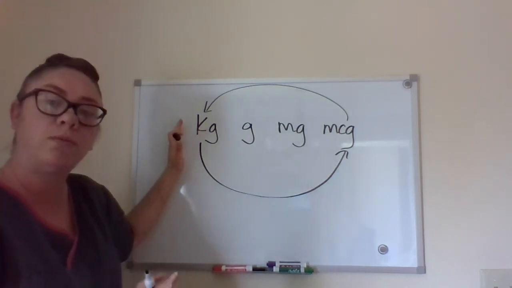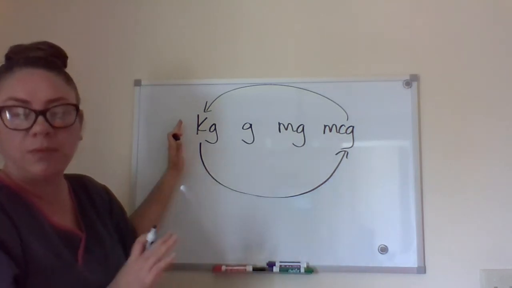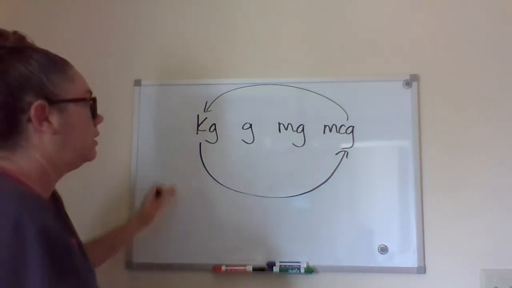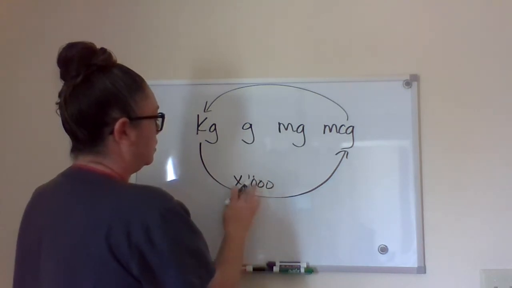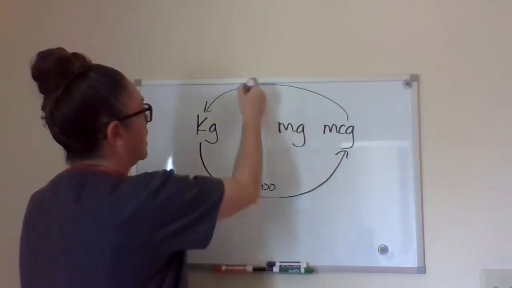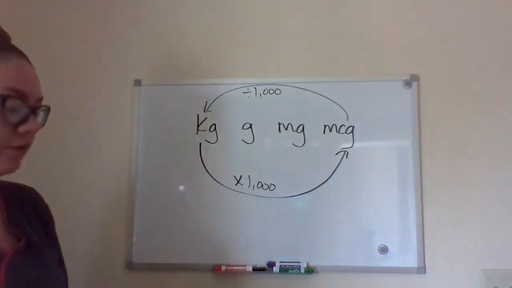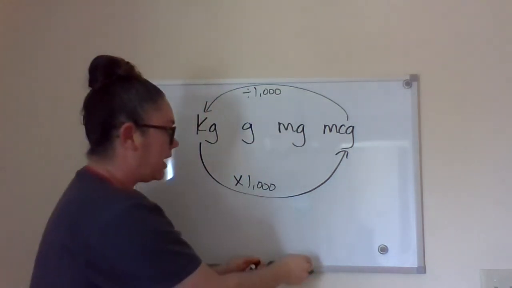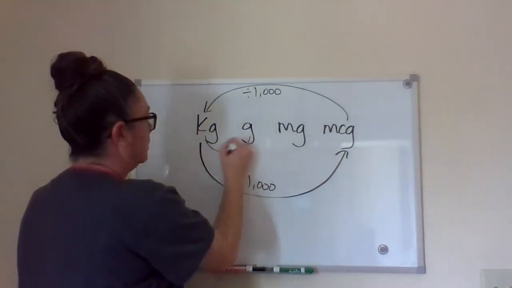You can do it by moving the decimal, like you're taught in career prep, or some people find this way a little bit easier. You're going to multiply by 1,000 if you're moving from left to right, and you're going to divide by 1,000 if you're moving from right to left. But the kicker is that it happens each step along the way.